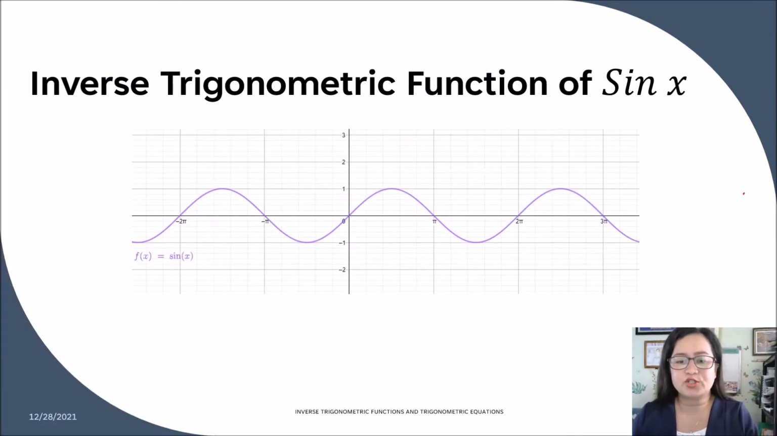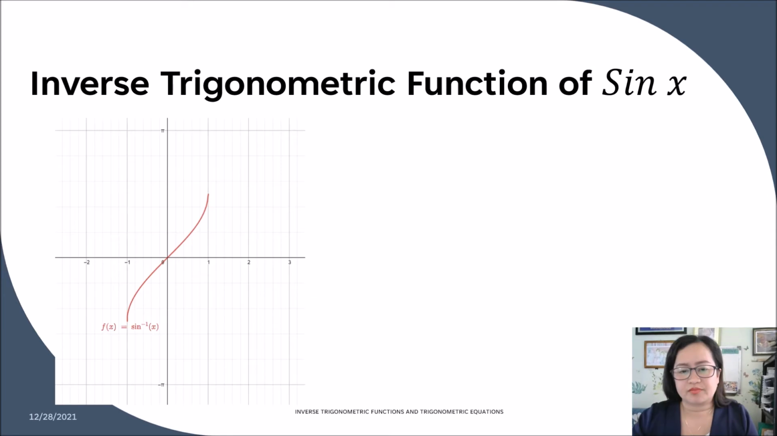Now let's consider only this portion from negative pi over 2 to positive pi over 2. Now as you can see, we can draw a horizontal line over the graph, and we will see that the point of intersection is only 1. Therefore, at this interval, negative pi over 2 to positive pi over 2, the inverse of the function exists.